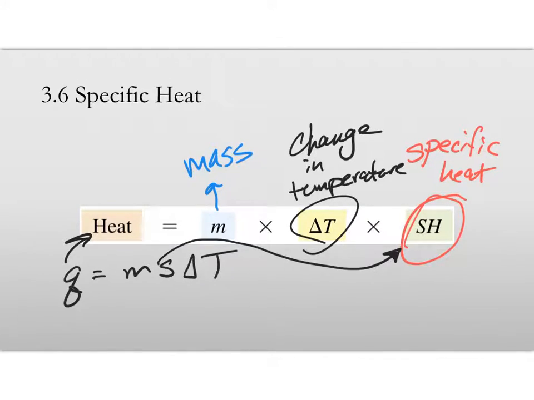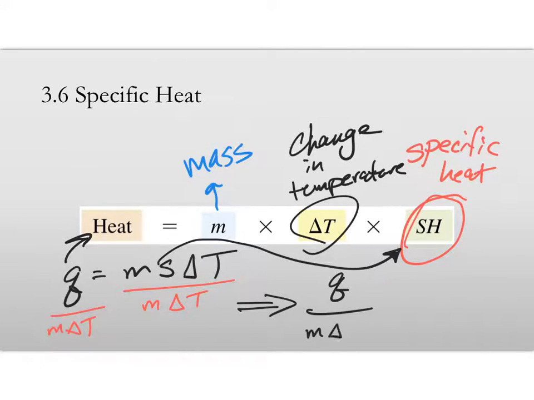But we can solve for the specific heat by dividing each side by M and delta T, which yields Q, the heat, divided by the mass and divided by the delta T, or the change in temperature, equals that specific heat.